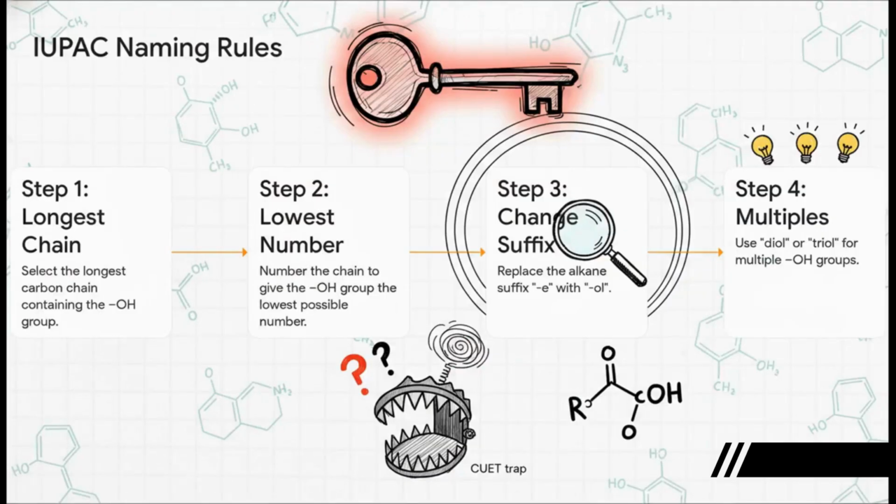Now, these 4 rules right here, they're your key to unlocking pretty much any naming question. Just follow them in order every single time. But I want you to laser focus on rule number 2. Giving the OH group the lowest possible number, this is a classic CUET trap. They'll give you a structure where maybe numbering from one side gives a different group a low number, but you have to ignore that. You always prioritize the OH group. It gets the lowest number, period.